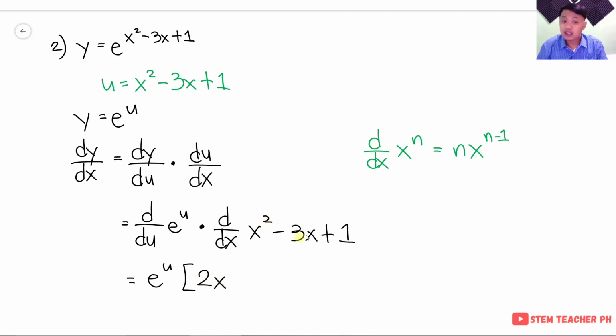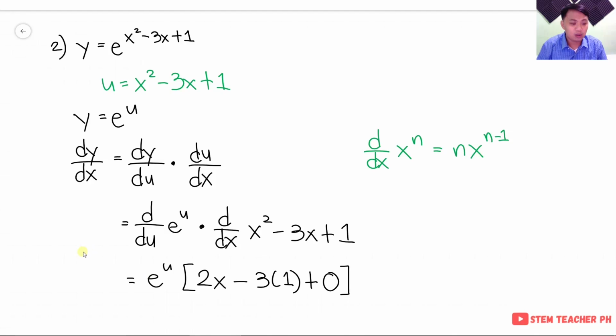Tapos, punta tayo sa susunod na term. Gamitin natin yung same operation. We have minus, kuhanin si 3. Ang derivative ng x with respect to x applying power rule, kasi meron tong exponent na 1 is just equal to 1. So, we have 3 times 1. And then, for our 1 here, ang derivative ng constant is just equal to 0, any constant. Kaya since 1, constant naman siya, ang derivative niya is equal to 0. Now, we were able to get the derivative ng x squared minus 3x plus 1.